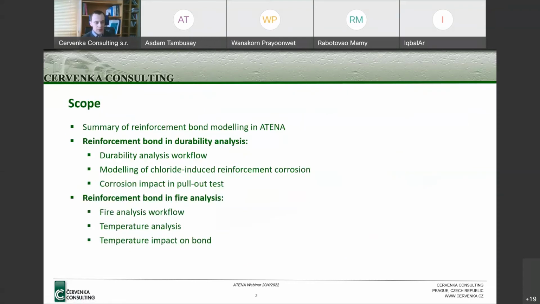So the scope for today: I will start with some brief introduction about reinforcement bond modeling. It will be a very brief summary of the last webinar, and then I will move to modeling reinforcement in durability analysis, more specifically in chloride-induced reinforcement corrosion, where, as you know, the corrosion can reduce the bond between concrete and the steel. So even this can be simulated in ATENA. And then I will be speaking about how to implement reduction of bond properties in fire analysis, because, as in the case of corrosion, the bond can be affected and significantly deteriorated during the fire.